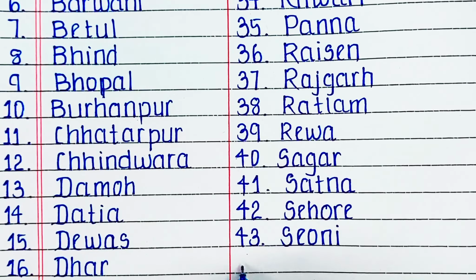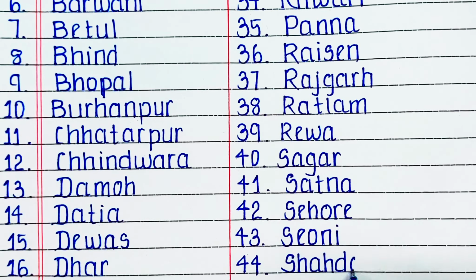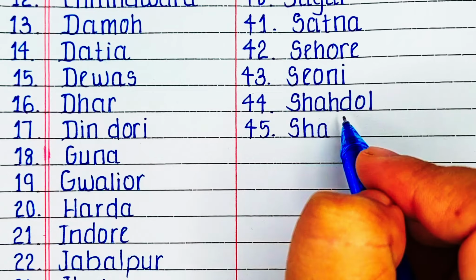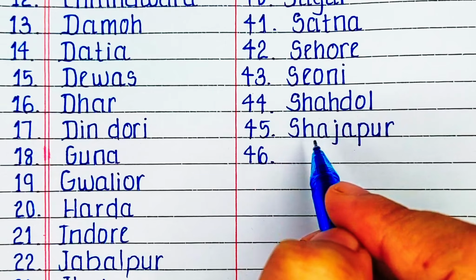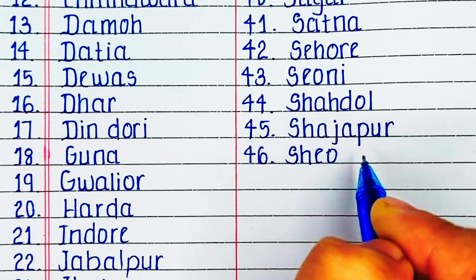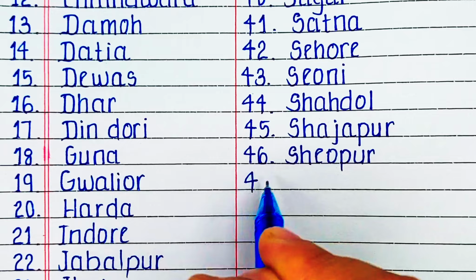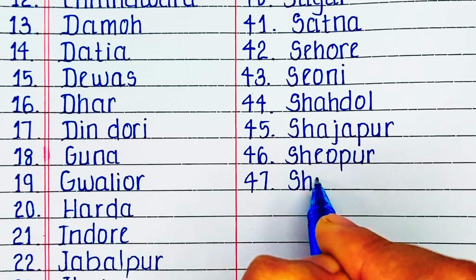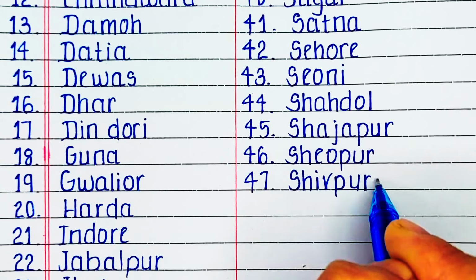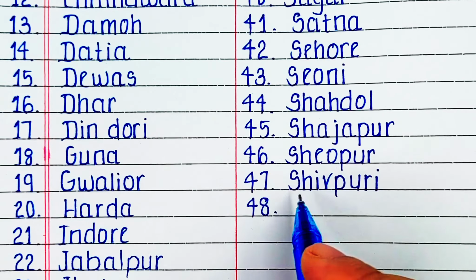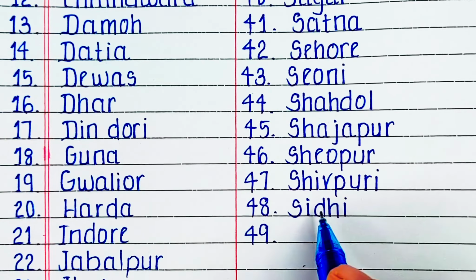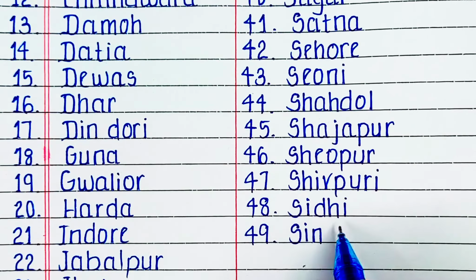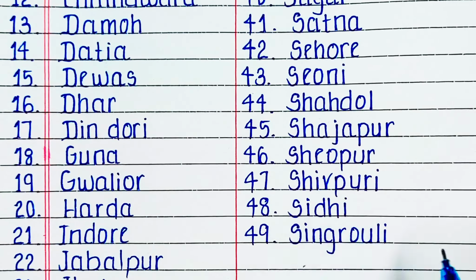Next is Seoni. Next district is Shahdol. Next is Shajapur. Next, Sheopur. Next is Shivpuri. Next district is Sidhi. Next is Singrauli.